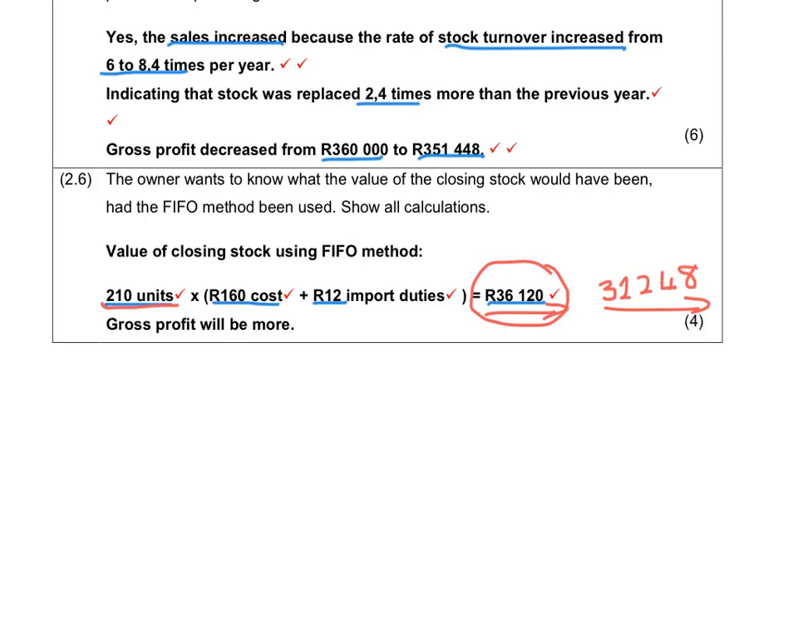You are not allowed to swap from one method to another method just to increase your profit. It's unethical. If a business decided to use a method, they have to keep on using that method.